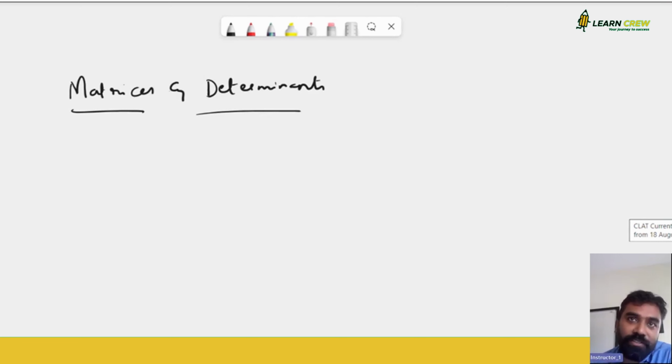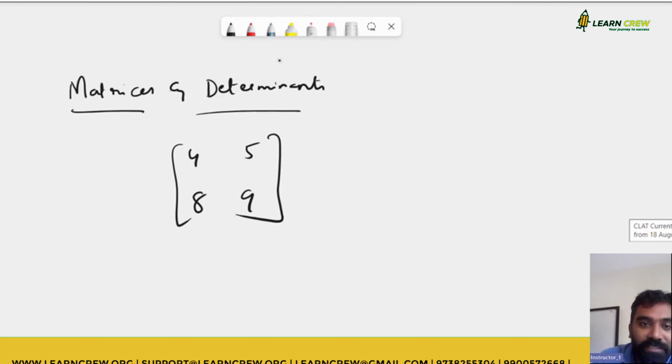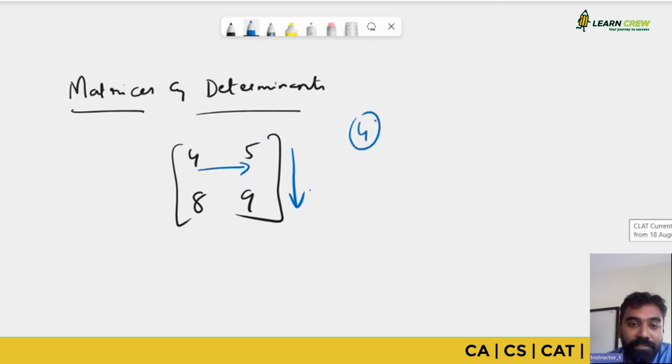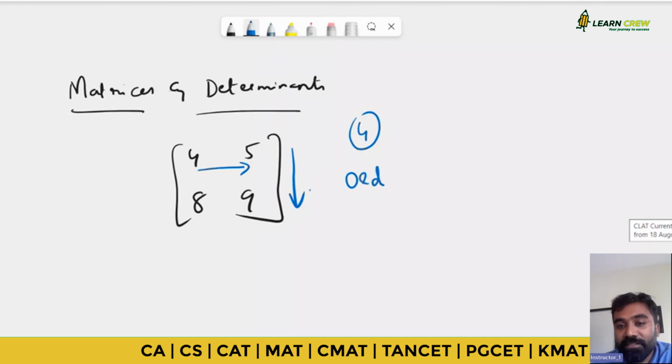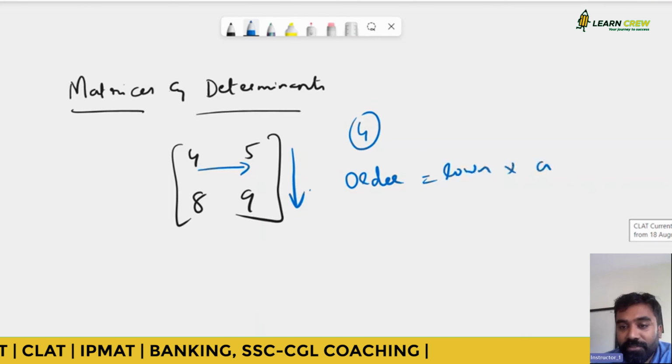Yes, in rows and columns, you have something like this: 4, 5, 8, 9. It is represented in the form of a square bracket, and some elements are there. In this, these are called rows, and these are called columns. Pretty much simple. How many elements are there in this matrix? Obviously, there are 4 elements. What is the order of this matrix? Order is always represented by the number of rows into number of columns, right?